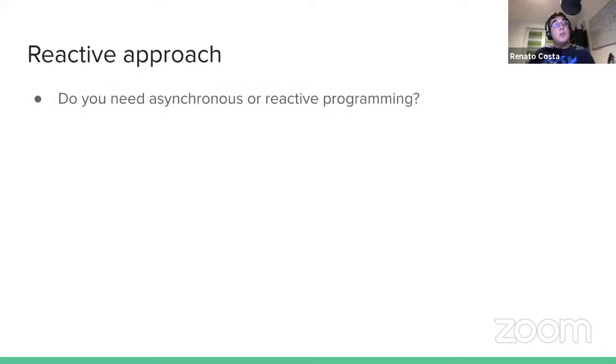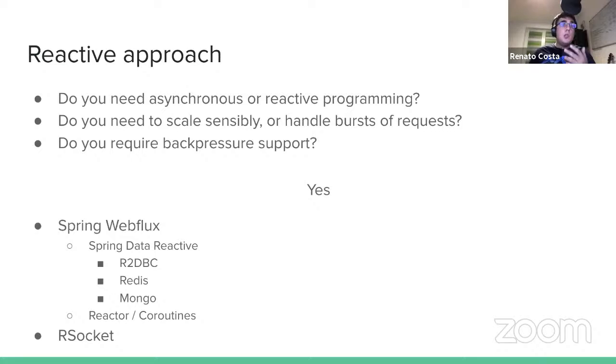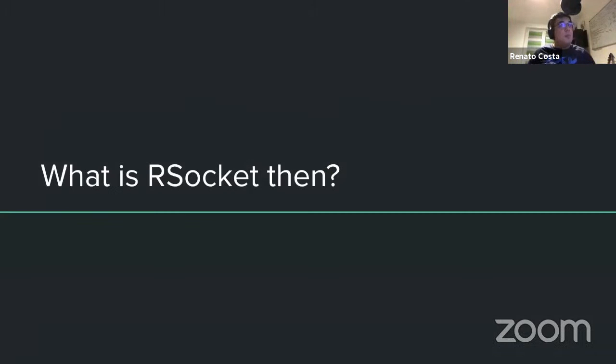Cool. So once again, we ask those questions. Do we need to do asynchronous programming and reactive? Yeah. Do we need to scale a lot or handle bursts of information and have some back pressure support? The answer is yes. You have tools also with Spring for that. So you have WebFlux, Spring Data Reactive R2DBC, you have Reactor or coroutines, and you have also RSocket. So I'm getting to the meat and potatoes of what is RSocket and why I want to talk about this.